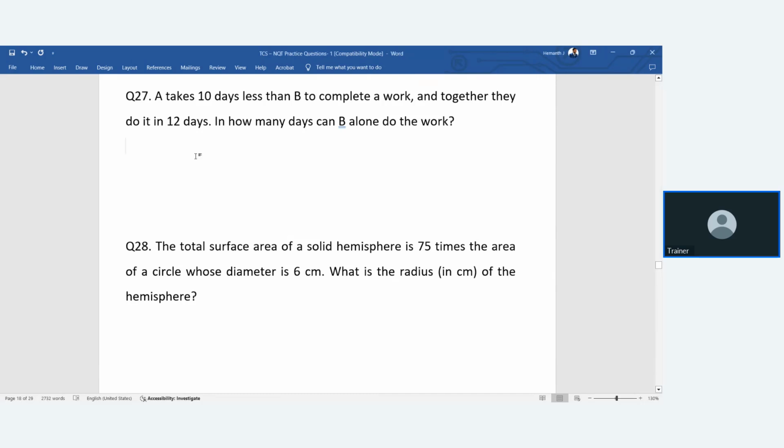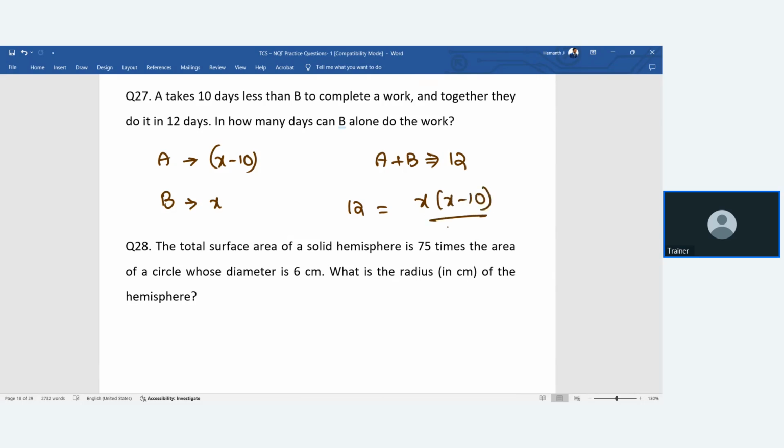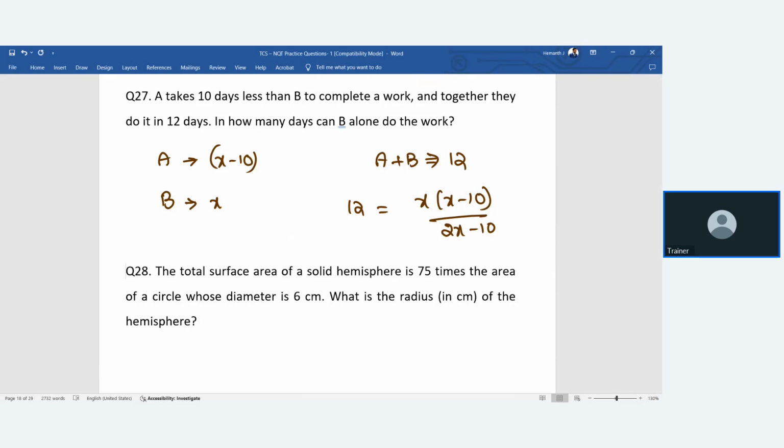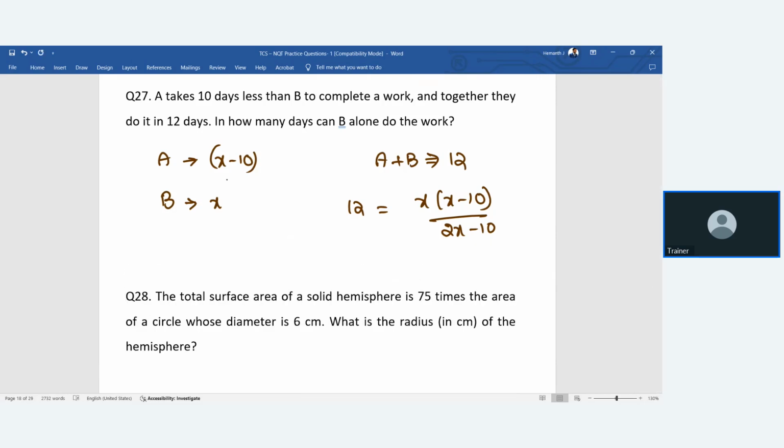Right. So here A takes 10 days less than B. So if B is x days, A will take x minus 10. But together they can do it in 12 days. So there is one shortcut formula. Together is nothing but product divided by summation, the product of the alone times divided by the summation of them, right? So alone will definitely be more. So alone they'll take more compared to together.